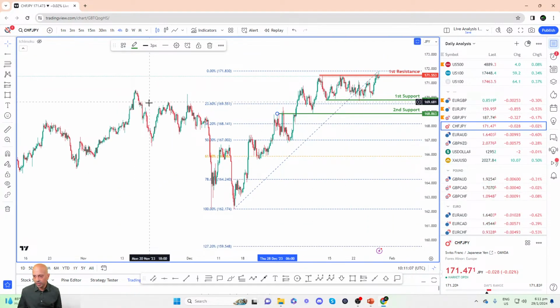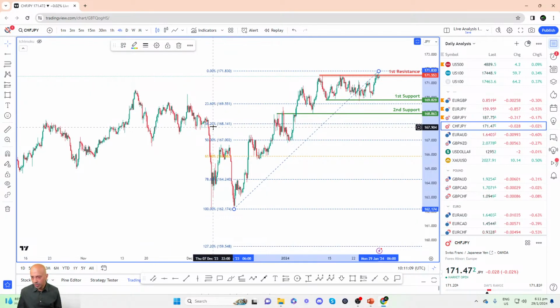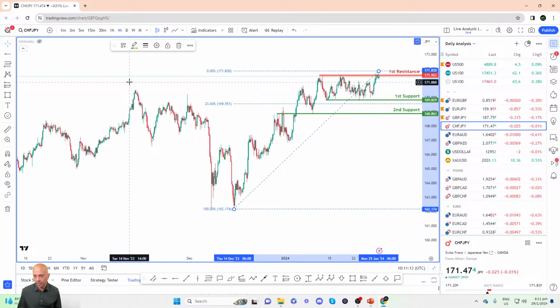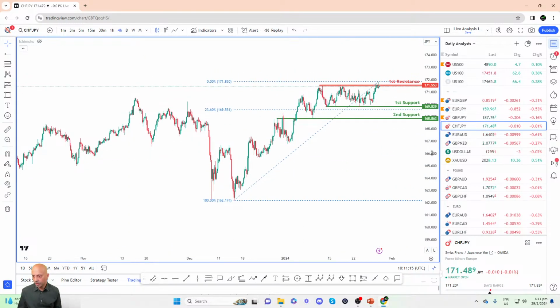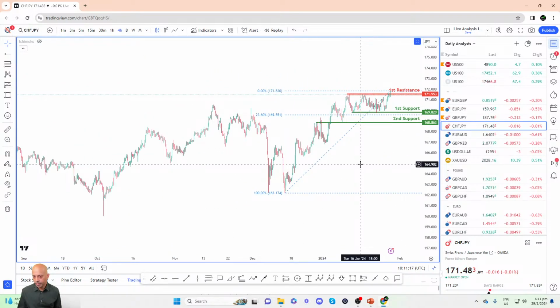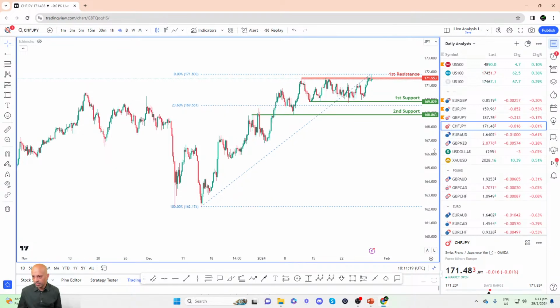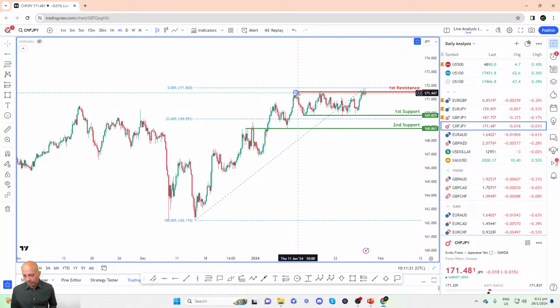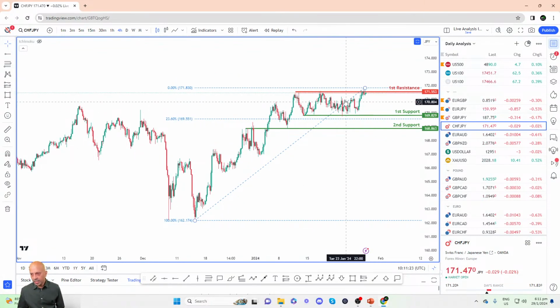Now, with regards to the second resistance, we don't need to keep any of the other Fibonacci retracements, so let's just tidy up the chart and just keep 23%. All right, to the upside, before I get to the second resistance, you can see now since 11th of Jan, price has been ranging between these two levels here, the first resistance and the first support.